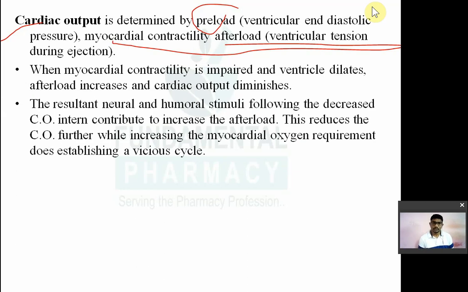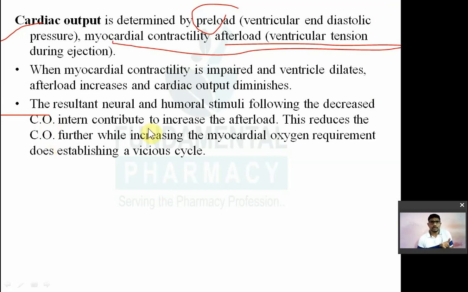So as a result, okay, now what happened, there is a decrease in your cardiac output due to decreased myocardial contractility. Okay, so there is some compensatory mechanism. As soon as your heart's myocardial contractility decreases and cardiac output decreases, your baroreceptors will stimulate the brain and inform the brain that there is a decrease in the cardiac output. So your brain will stimulate the sympathetic nervous system.